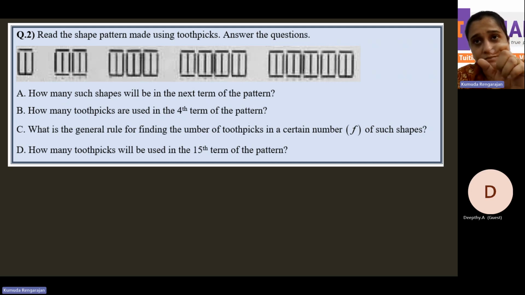The 15th term will have 15 shapes, and to make the 15 shapes, 75 toothpicks are needed. The first term has one shape, the second term has two shapes, the third term has three shapes, so the 15th term will have 15 shapes. And how many toothpicks are needed to make the 15 shapes is the question, which can be found using the rule 5F. 5 into 15, 75. 75 toothpicks are needed to make the 15 shapes of the 15th term.